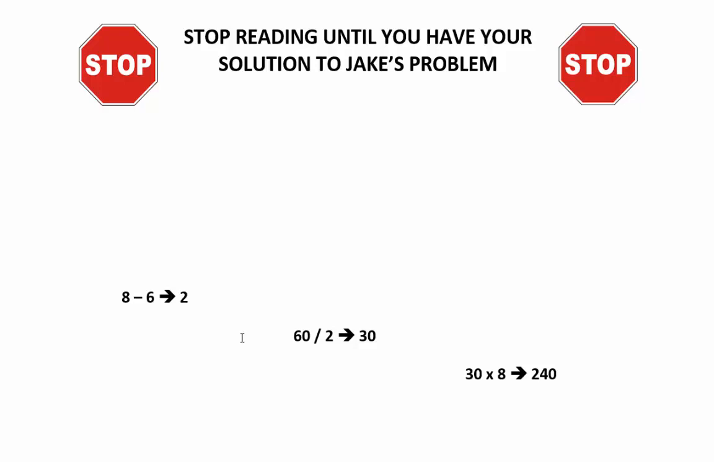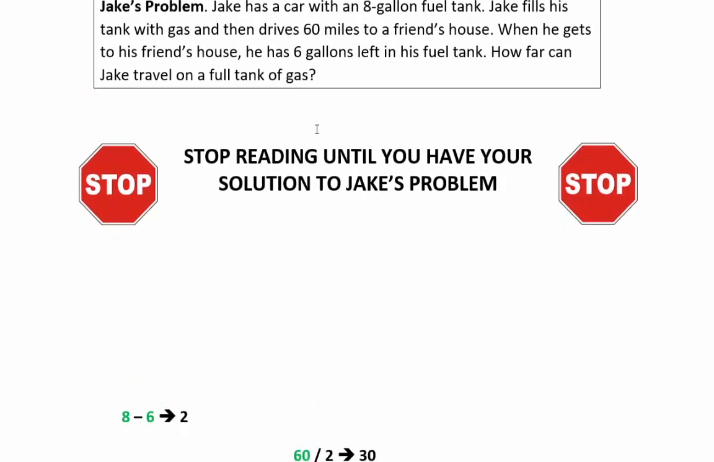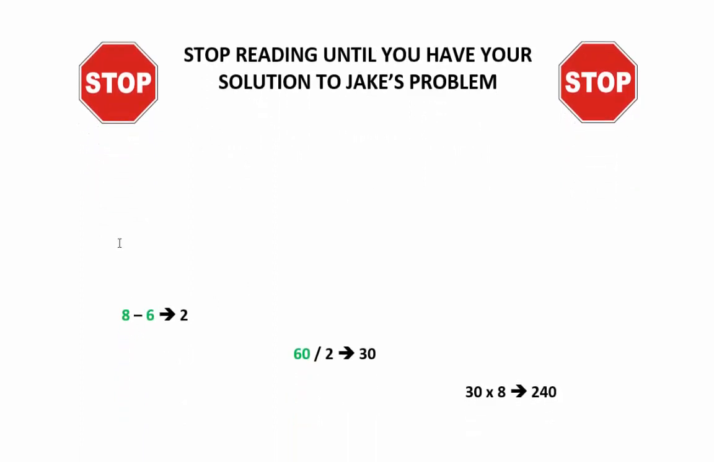In a computer program, we have to store each of these numbers in a variable. A variable in a computer program is a storage location that holds a value, a number, a string, whatever we want. And some of these values, like 8, 6, and 60, are special values. Do you know what's special about those 3 values? Well, they were all given to us in the problem. 8-gallon fuel tank, 60 miles to a friend's house, 6 gallons left, right? So those were all input values.